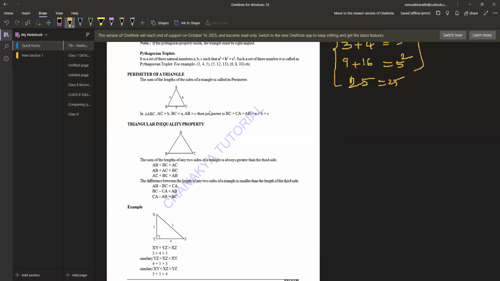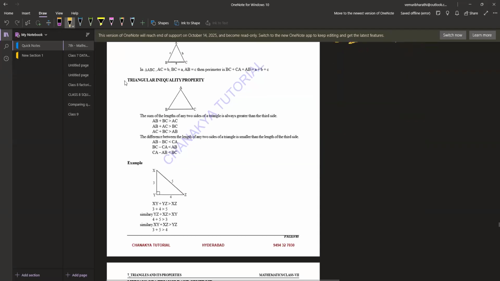Here in this triangle, you see A, B, C are the vertices, children. Lowercase a, b, c are the lengths of the sides BC, AC, and AB respectively. So, what is the perimeter here? Lowercase a plus lowercase b plus lowercase c is the perimeter of the triangle. Triangle inequality property. This is a very, very important property.